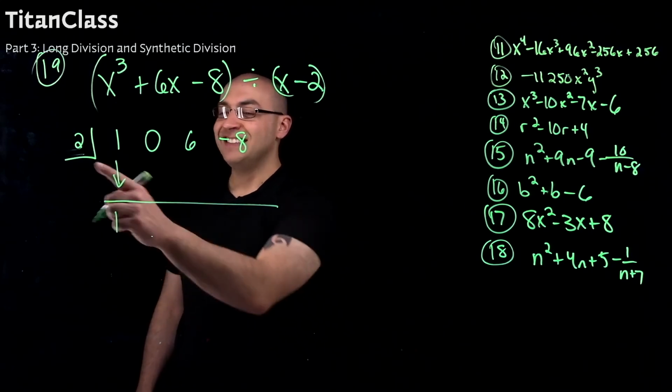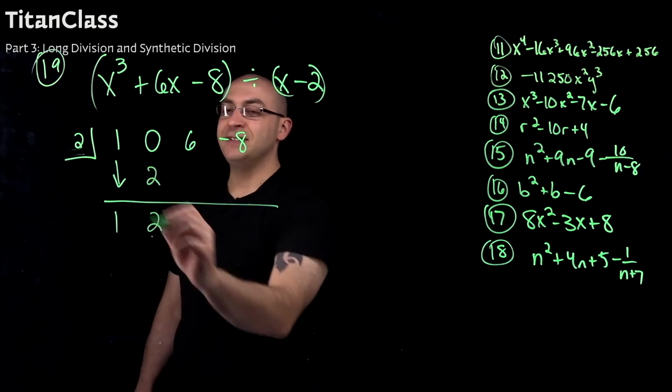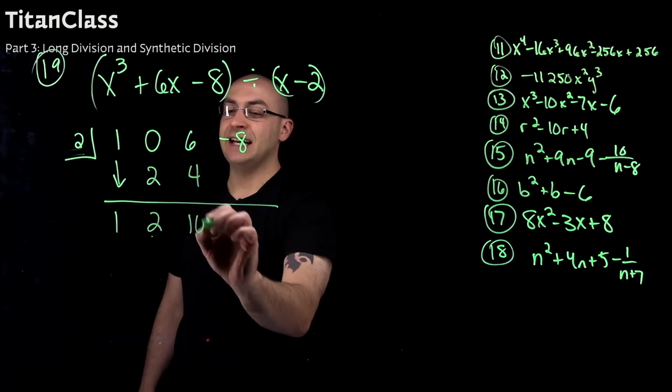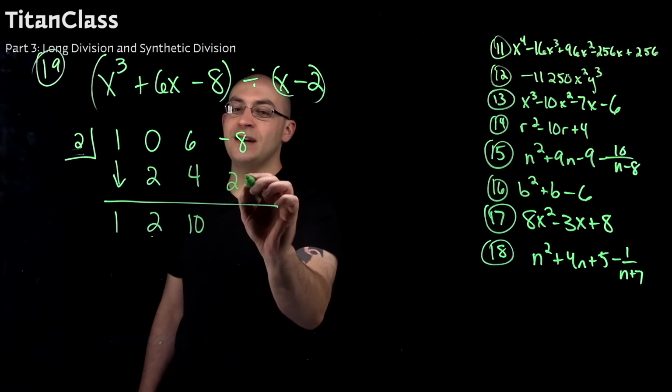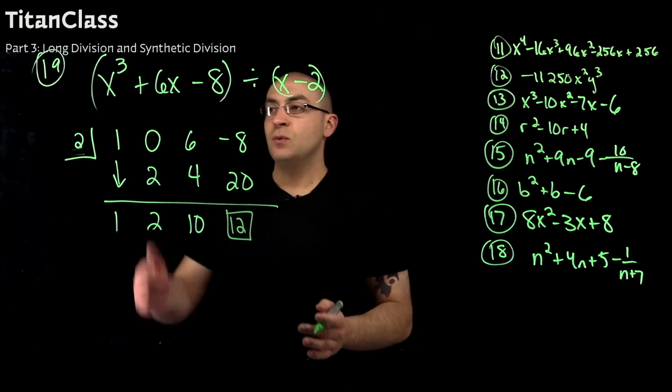2 times 1 is 2. 0 and 2 together is 2. 2 times 2 is 4. That's 10. 2 times 10 is 20. Negative 8 plus 20 is 12. That's our remainder. Now, we had a third power.